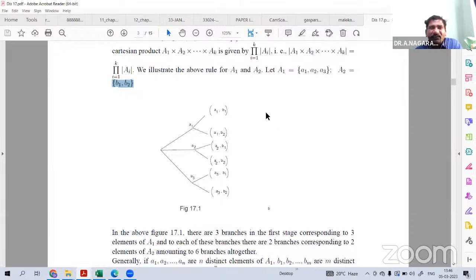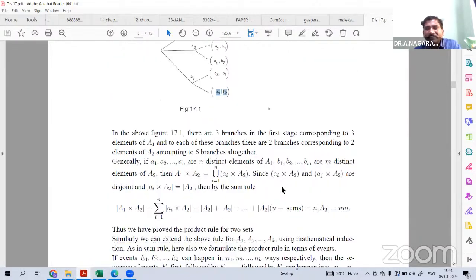The ways are (A1, B1), (A2, B1), (A1, B2), (A2, B2), (A3, B1) and (A3, B2). If I count the branches, totally there are 6 branches. See here, 6 counting of the sets, we can see 1, 2, 3, 4, 5 and 6. So if I take the product, 3 × 2 is how much? 6 only. So the count is also the same.